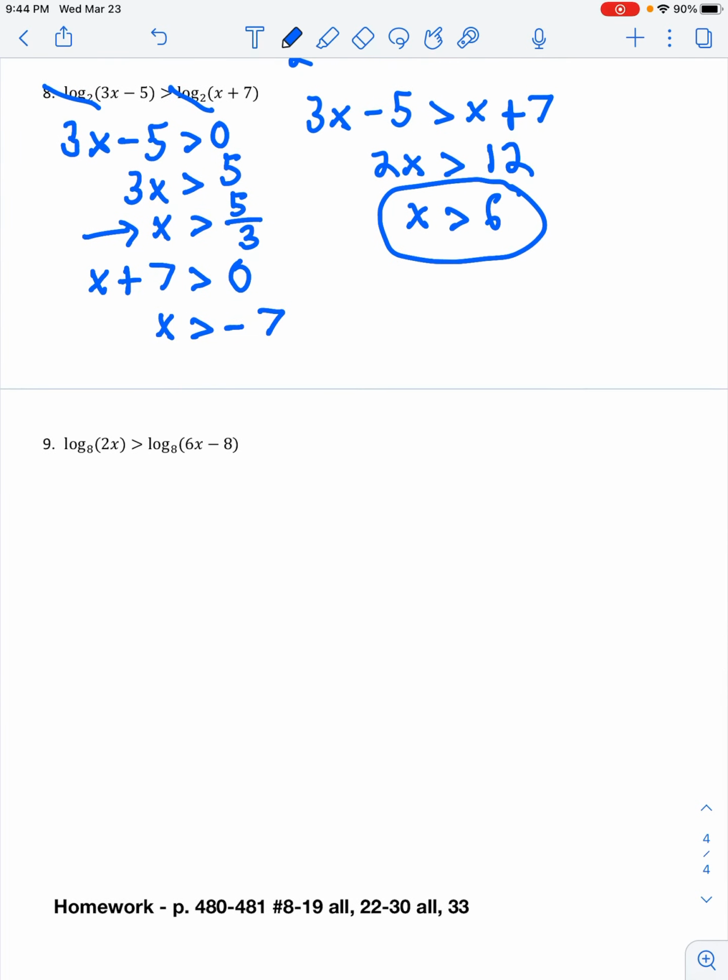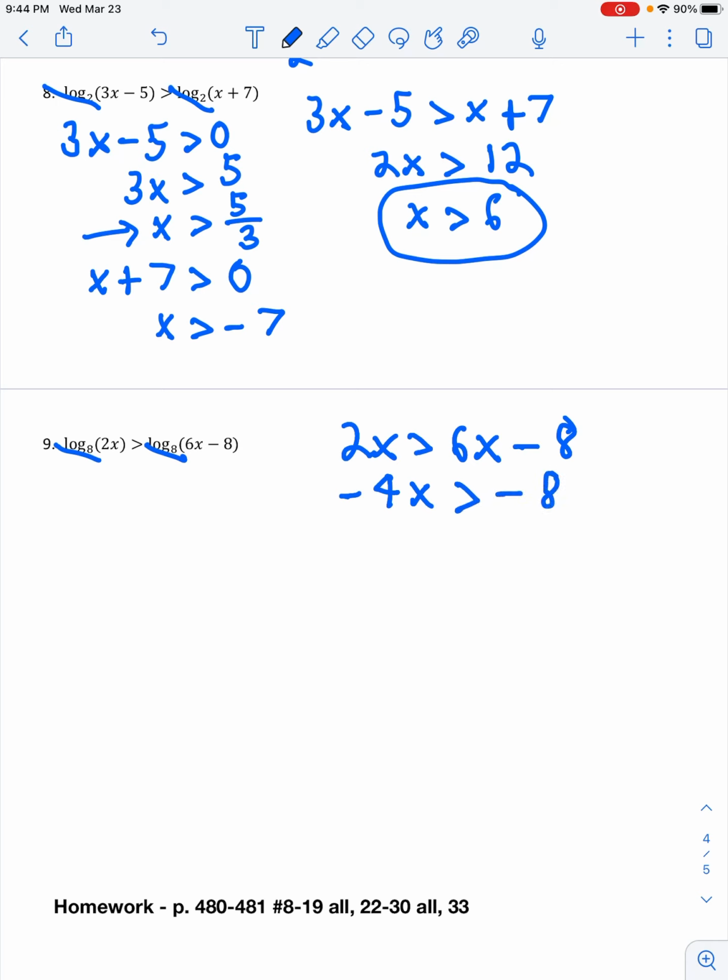Number 9 is very similar. We have log base 8 of 2x is greater than log base 8 of 6x minus 8. Logs of the same base, so we're going to set 2x greater than 6x minus 8. And I don't care what way you solve this. You might decide to subtract 6x from both sides. That would mean -4x is greater than -8.